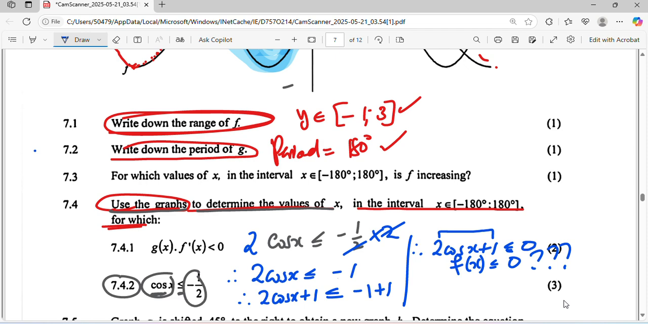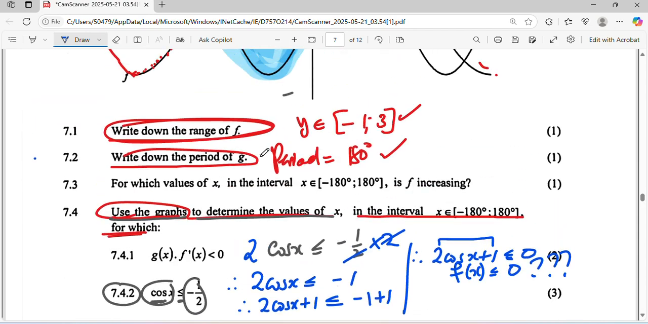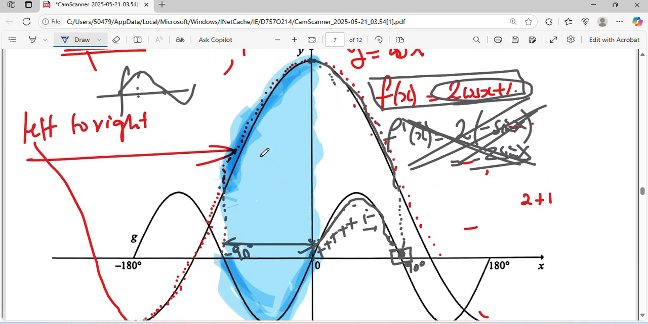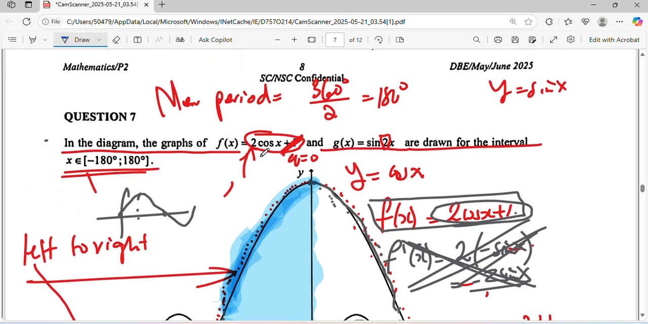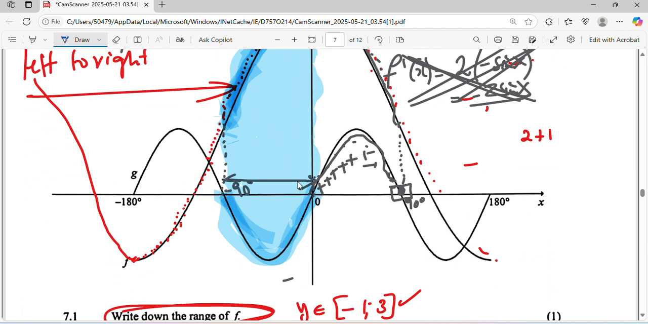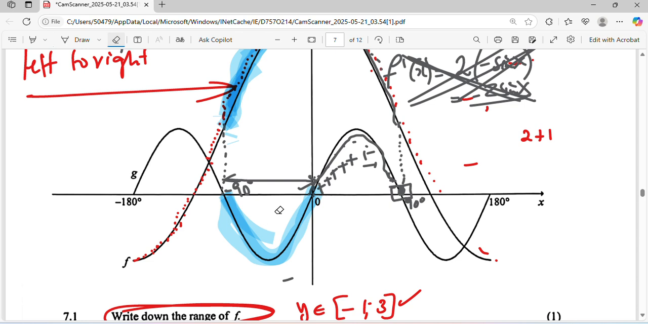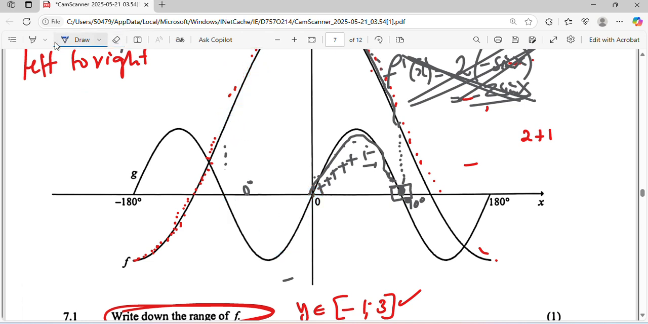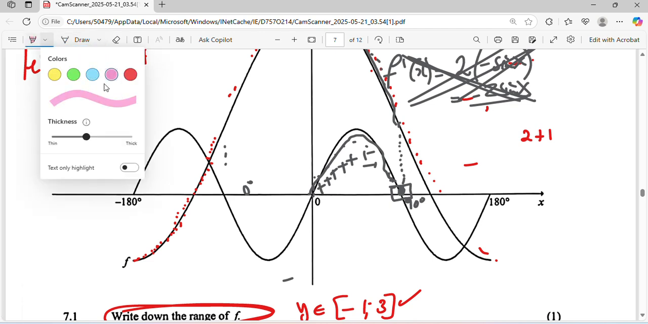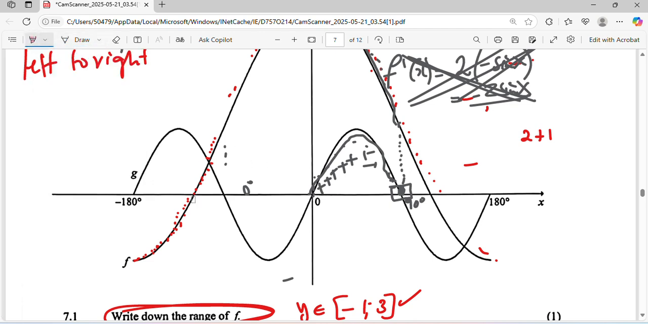Okay, so can you see, you have to use what we have from the graph that they want. So we want where the graph of f is below the x-axis. Where is f? F is the cosine. Where is it below the x-axis in that interval, in the interval from minus 180 to 180? Let me erase here so that I can then see. Okay, so it's going to be below here. Can you see that here is below?